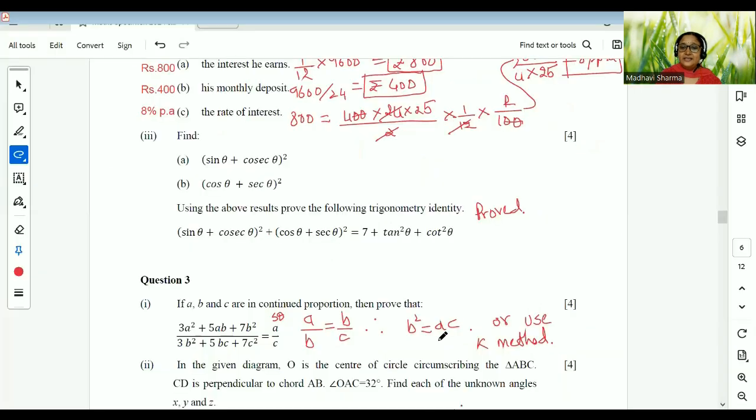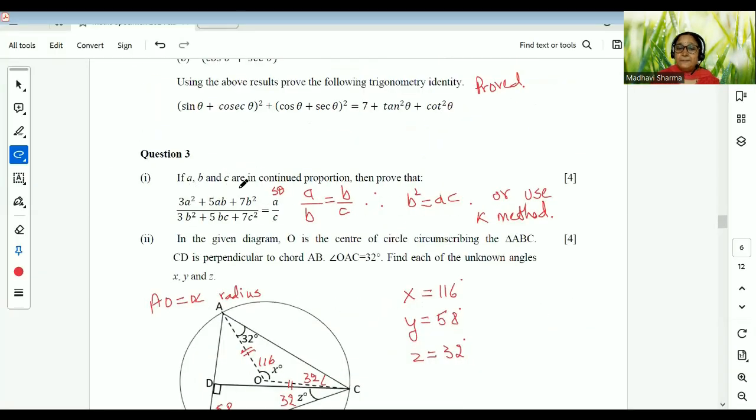Question number 3. If A, B, and C are in continued proportion, then prove the given expression. Here you can do it with 2 methods. A upon B is equal to B upon C, that is what it means when A, B, C are in continued proportion. Moral of the story, B square is AC, or you can use the K method. I have solved this question in both the methods. Whichever you find easy, you can solve it.